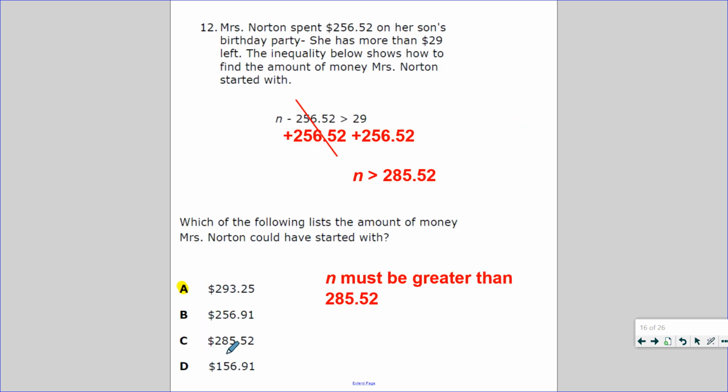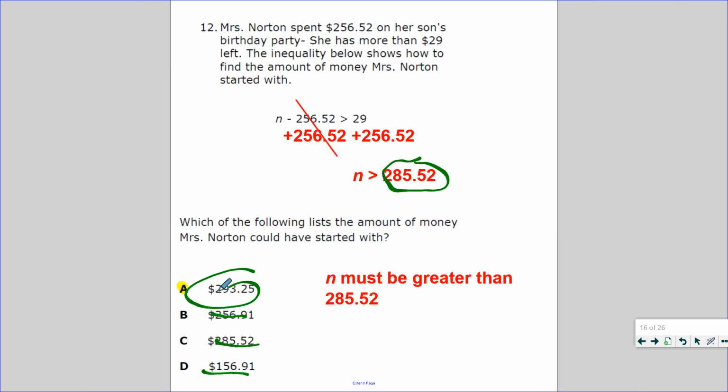Number 12, can you solve this inequality? You add 256.52 to both sides. If you add 29 to 256.52, it's this. So which of the following lists the amount of money she could have started with? n has to be more than this. So which number is more than 285? Nope. This is exactly, nope, nope. A is more than.